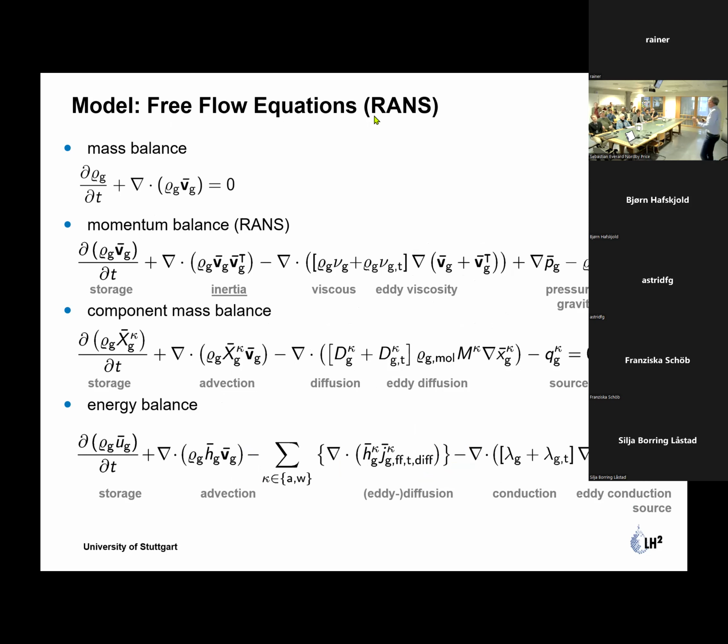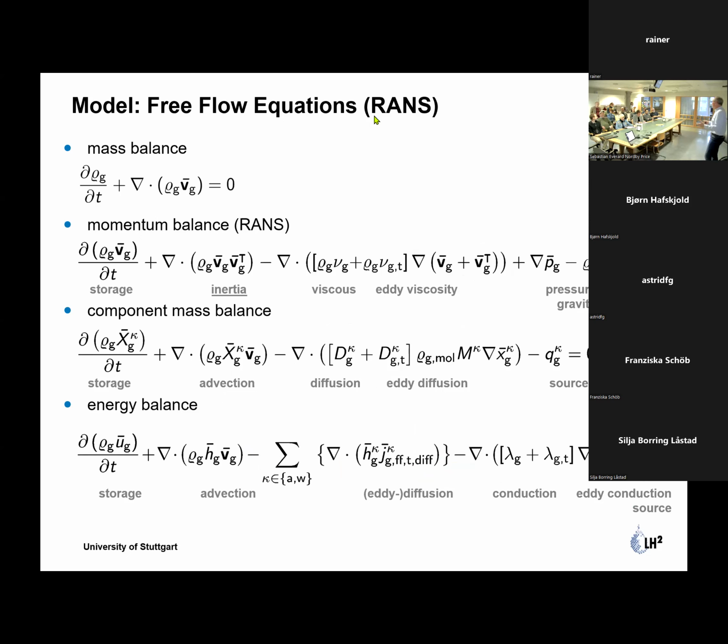You are familiar with this. I'm 100% sure. The first one is the mass balance. That means the time dependency and the flux. Then you have the momentum balance. We use the RANS model, different kinds of RANS models. I will come back in a minute to this. That means you have the storage term, the inertial term, the viscous term, the eddy viscosity term. We need a model for the eddy viscosity, of course, you know this. Then, of course, we have the pressure and the gravity term.